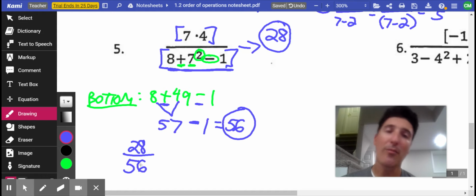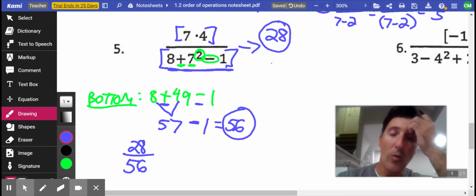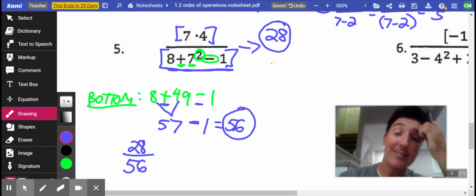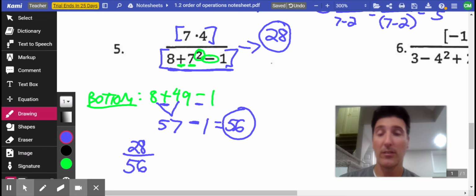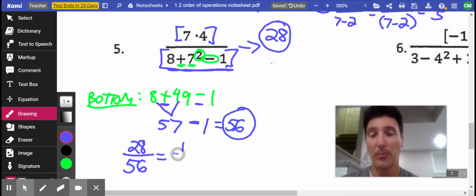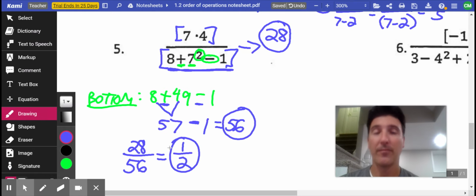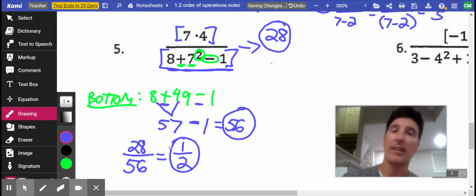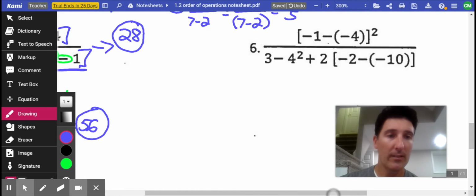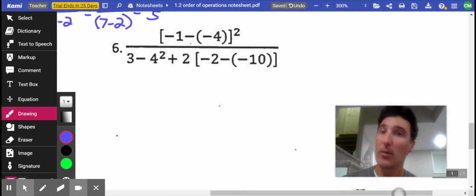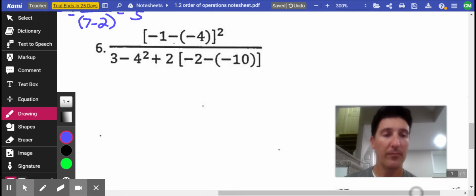But whenever you have a fraction, you have to make sure it's simplified, in lowest terms. So if I simplify that, 28 is actually half of 56. So this simplifies to a half. So you have a fraction, it's simplified all the way. Let's move over to 6. And in fact, 6, that might be one I might add the question in on the Ed puzzle. Let's see how you did with number 6.